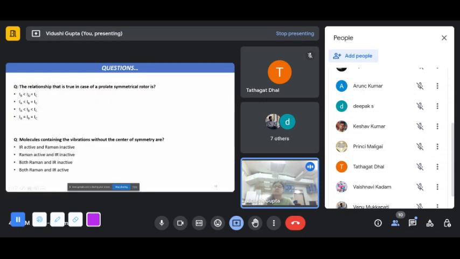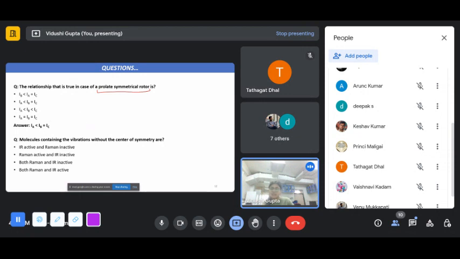So now the next question: the relationship that is true in case of a prolate symmetrical rotor is, what will be the answer for a prolate symmetric rotor? It will be IB is greater than IA, and IB and IC are equal.